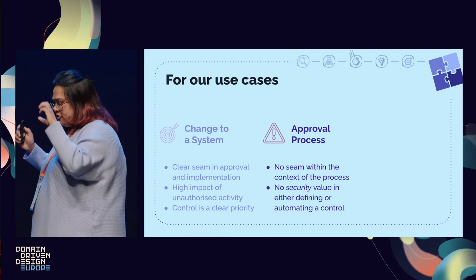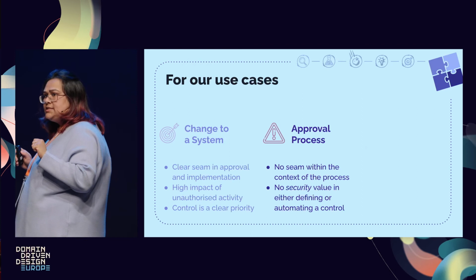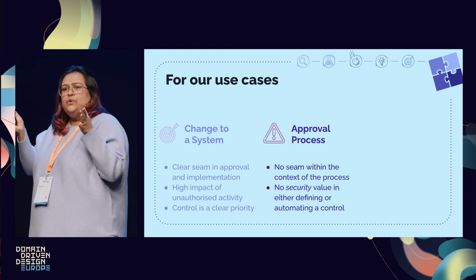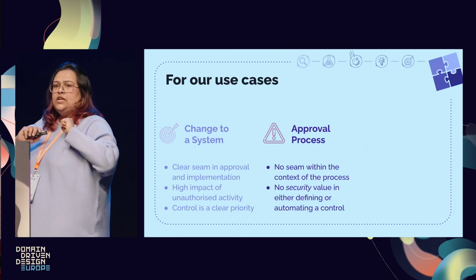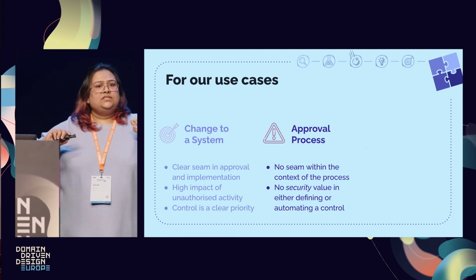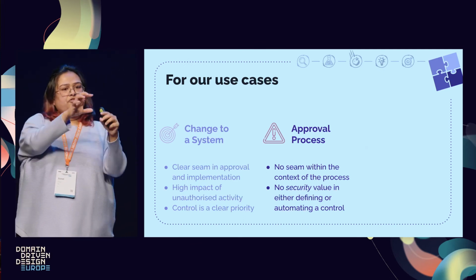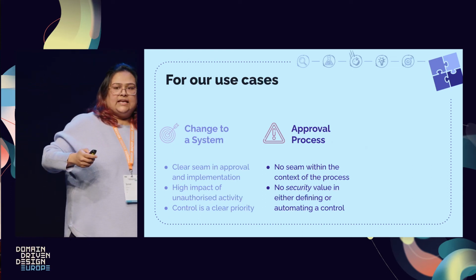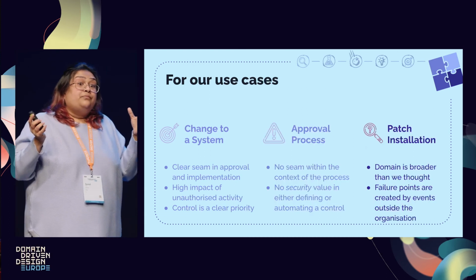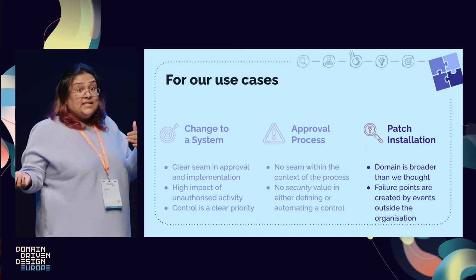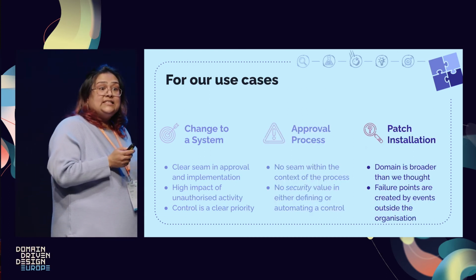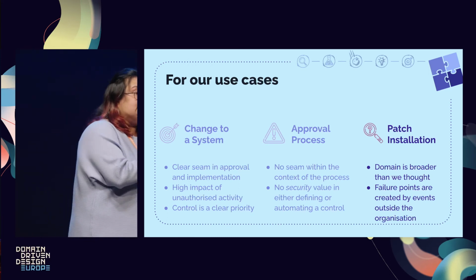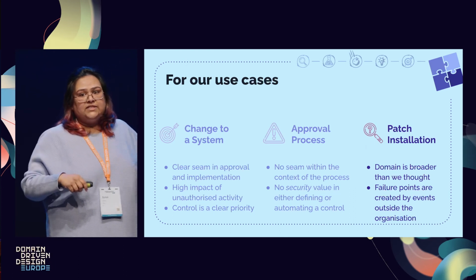When we think of just the zoomed-in approval process, we found that there really wasn't a seam within that process. So within the context of that process, or the context of those set of things that we were looking at, there was no seam. And without undermining the importance of operational efficiencies, those were not relevant to the business risk and the security conversation.